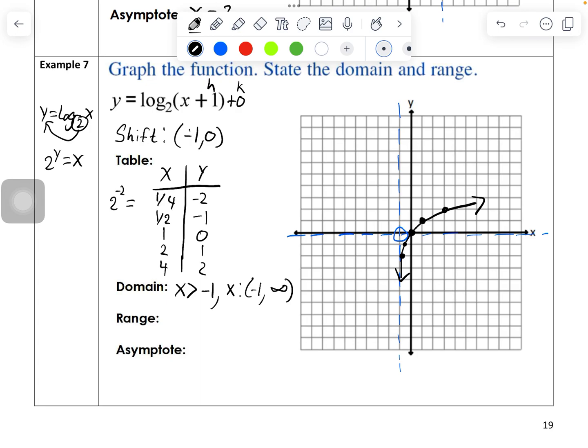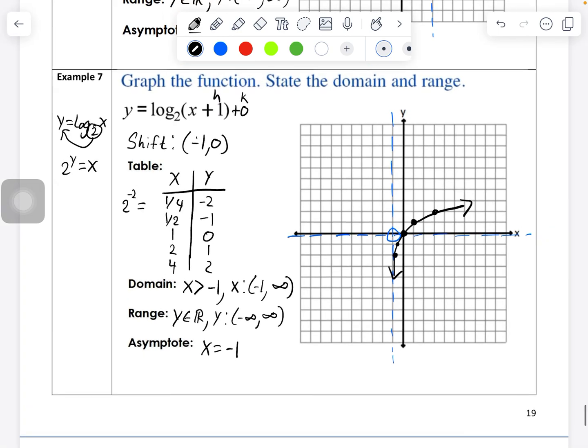The range part is going to be y is an element of the real numbers, which means y extends from -infinity to +infinity, going up and down forever and ever. And then the asymptote line is x equals -1. So once you've practiced a few of these, they do go pretty quickly.